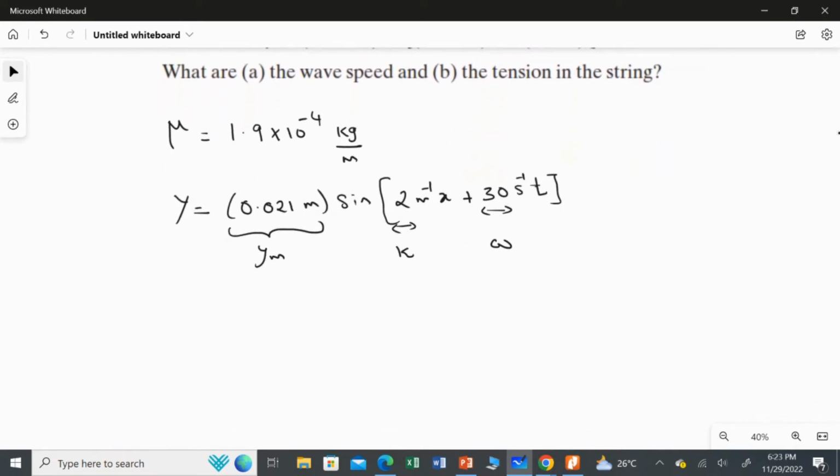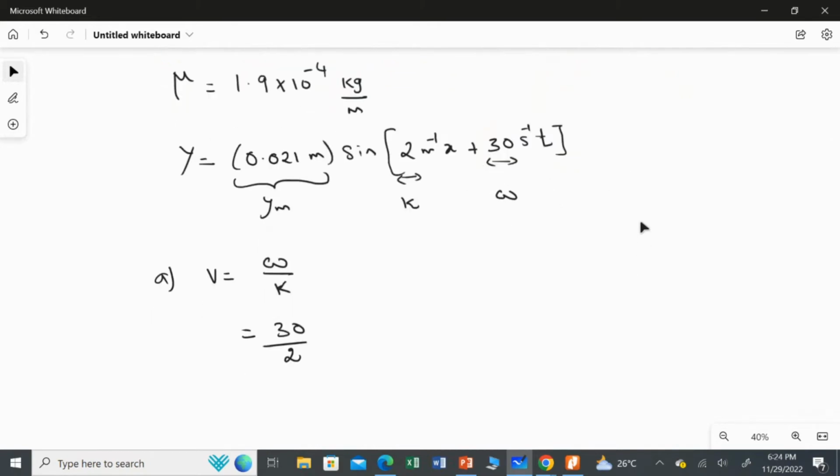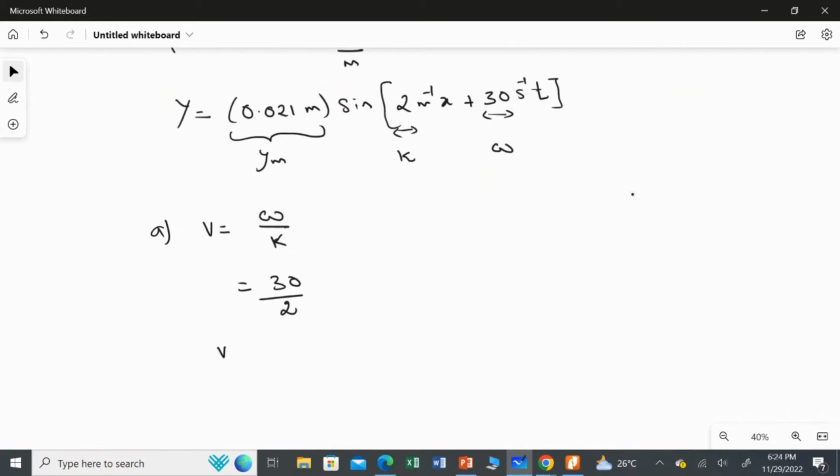And we already studied the relation between the speed as well as the angular wave number and angular frequency. So I'm going to apply the rule directly. For part A, we are going to find the speed. We studied the relation v = omega over k, right? So now I'm going to substitute the omega value here. What is our omega? Which is 30, and our angular wave number here is 2. So if you divide 30 by 2, you will get the speed as 15 meter per second. So this is the answer.